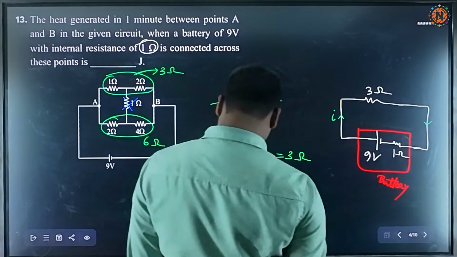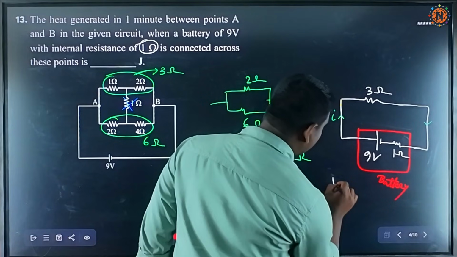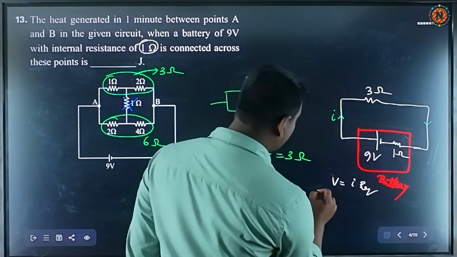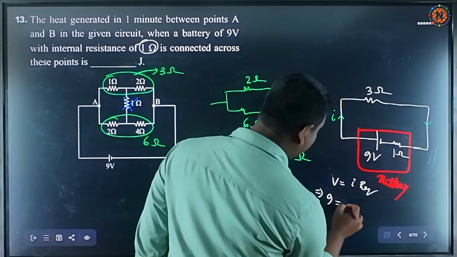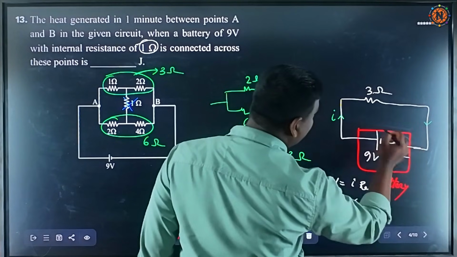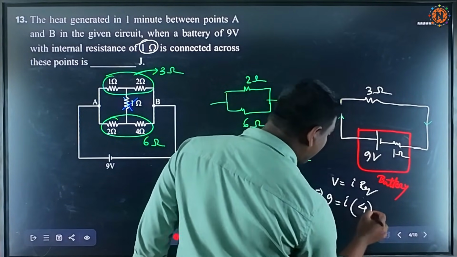Okay, current flowing. So we can use Ohm's law. If we use Ohm's law, what will happen? V equal to I into R equivalent. Okay, see, total is 9 volt, current I. What is the total equivalent resistance? This is 3 ohm and this is 1 ohm. They are connected in series. Their equivalent resistance will become 4. 3 plus 1 will be 4 ohm.